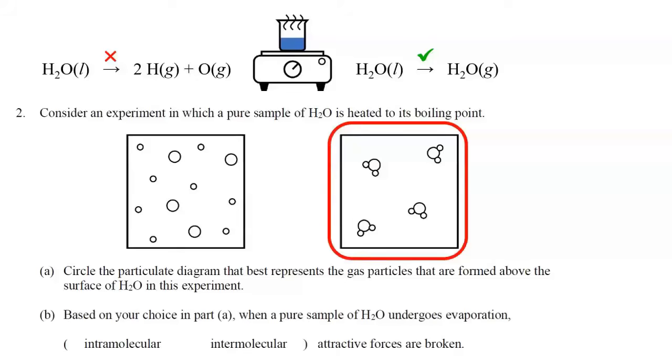Part B, based on your choice in Part A, when a pure sample of H2O undergoes evaporation, what type of attractive forces are broken? Well, we're not breaking up the individual molecules and breaking covalent bonds. We are breaking the attractive forces in between the molecules. So intermolecular attractive forces are broken.